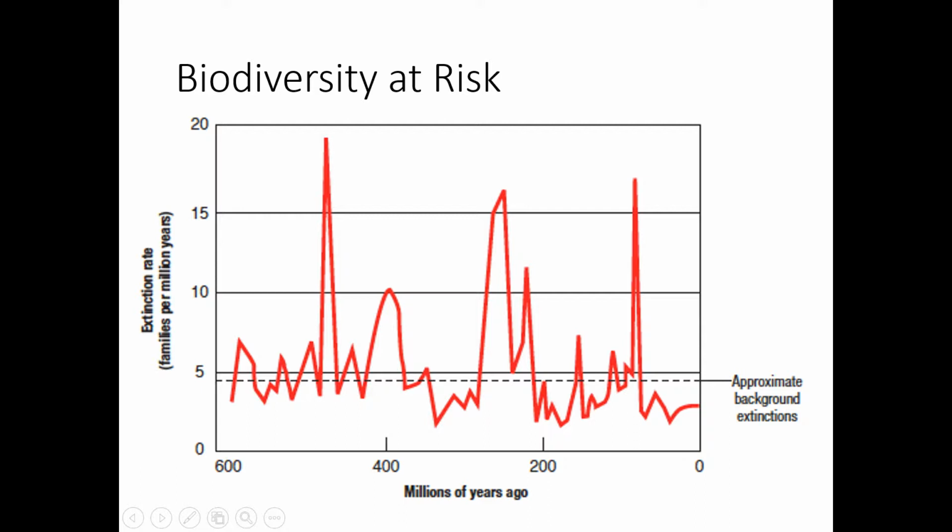But the mass extinctions are going to be these large peaks. So in here you have 3 really large mass extinctions, and then 2 or 3 smaller peaks. That's occurred over the course of 600 million years.